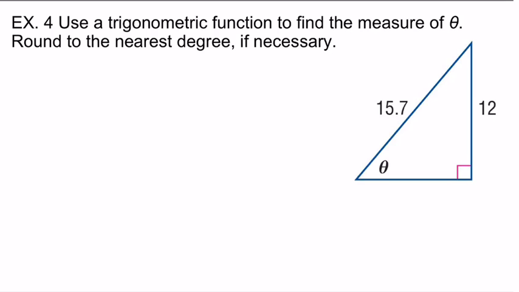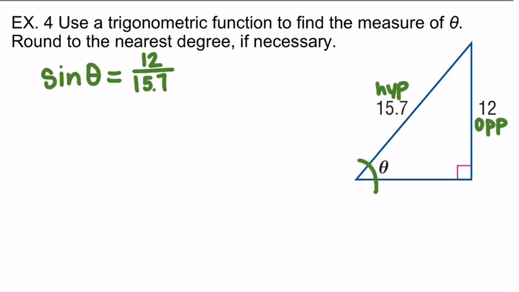Okay, number 4, same thing. This time we are going to solve for the missing angle theta. We still want to label from the angle that we're solving for or the angle that we're given. So 12 is opposite and 15.7 is the hypotenuse. So again, this is going to be the sine function. Always figure out what pieces you're given and let that determine what trig ratio you're going to use. So sine of theta is going to equal opposite over hypotenuse, so that's 12 over 15.7.